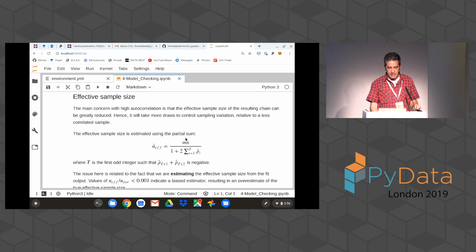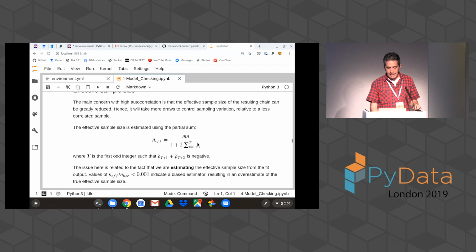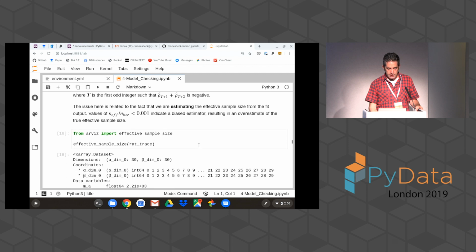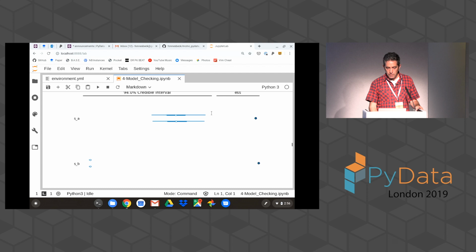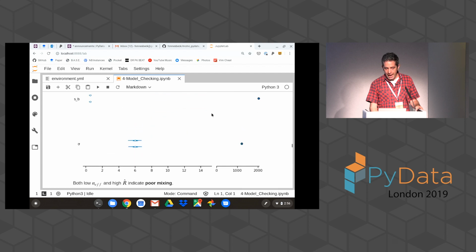So here's effective sample size, which is a function of the number of draws that you take and the number of chains. But you can see here's the autocorrelation summed over all of the lags. And if that's really high, it lowers the effective sample size. You can similarly make a forest plot with ESS equals true, so effective sample size equals true, and it will plot ESS instead of R hat.